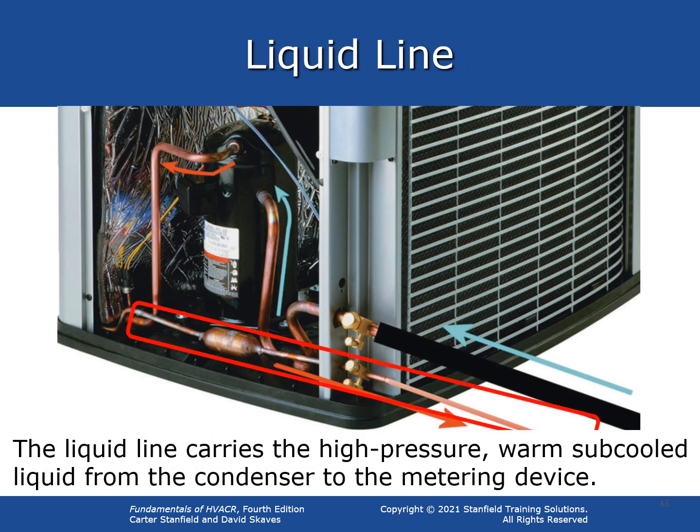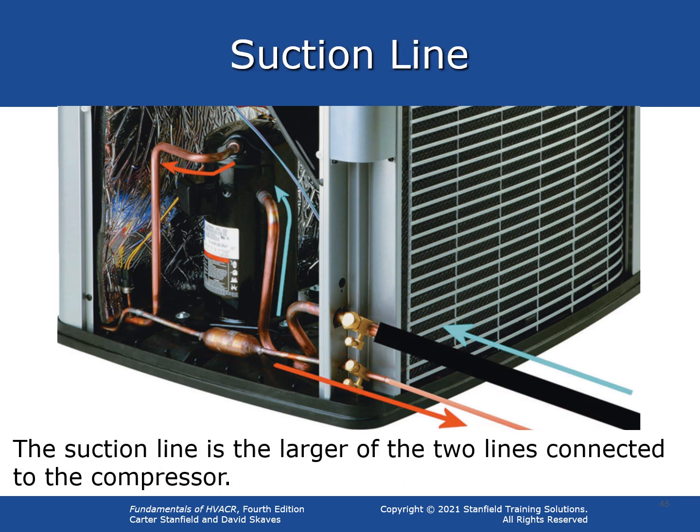The liquid line carries high-pressure, warm, subcooled liquid from the condenser to the metering device. On a split system, the metering device would be inside. The liquid line is the smaller of the two lines connected to the outdoor unit. The suction line is the larger of the two lines connected to the compressor. The suction line carries the low-pressure, cool, superheated vapor from the evaporator coil to the compressor inlet.